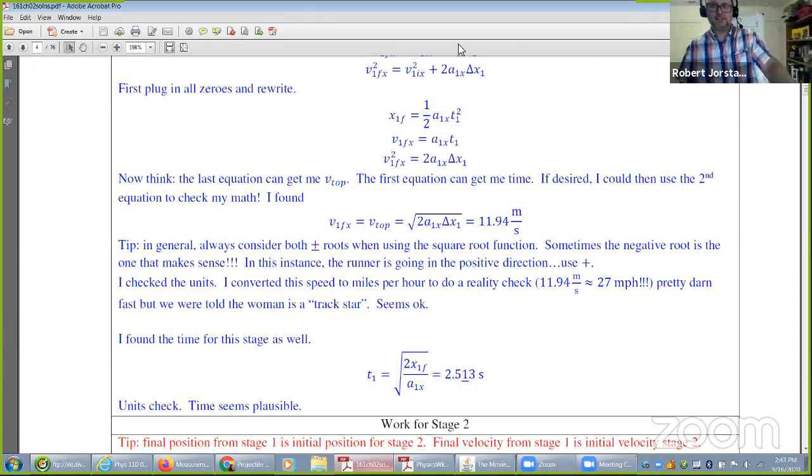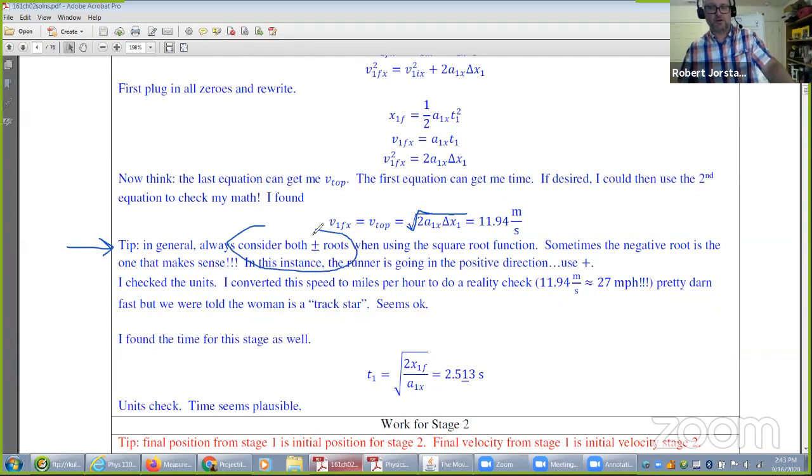In this case, before I plug in any numbers, first I take the square root. Now, there's a tip here. In general, we always consider both the positive and minus square roots. But since this time the runner is running to the right, and this is a velocity, we expect this should be a positive number, so it's okay to keep the positive number.